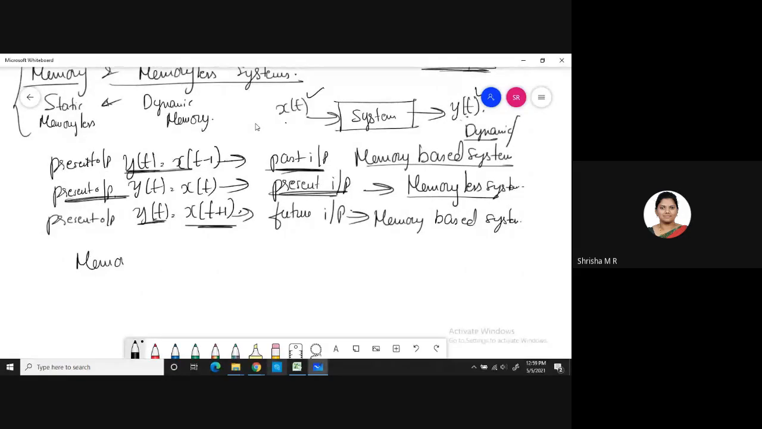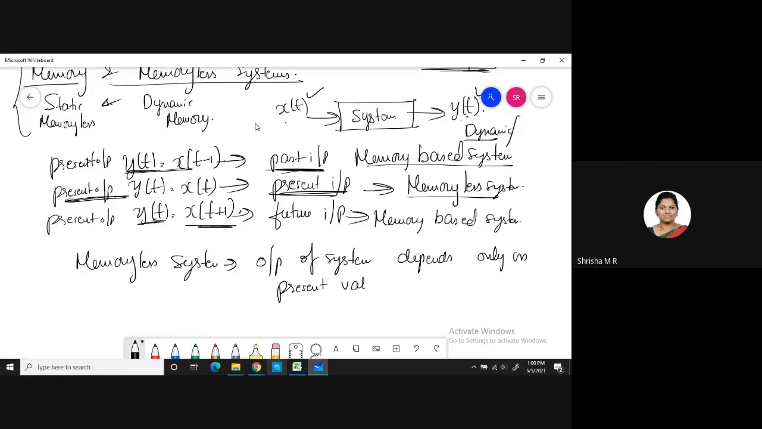So memoryless systems, I'll write the definition. In a memoryless system, output of the system depends only on present value of input. If you take y of t is equal to x of t, the best example for this, your present output is depending on present input. So this is a memoryless system. There will not be any memory.